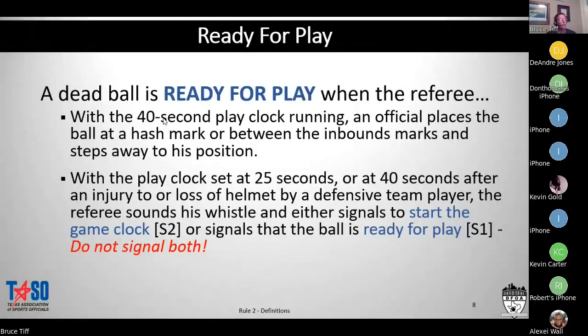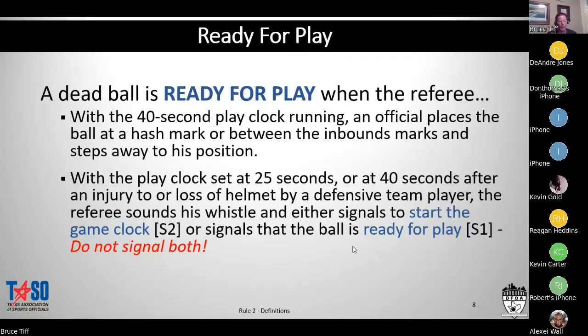We would never signal both. We would never signal start the clock and then signal the ball's ready for play. Now, you'll notice some stuff on here. In these brackets, S2 on the bottom and S1, if you have your NCAA rulebook and you open it up, in the middle, I don't know the exact page number, there are signals that we use in football. S2 and S1 are identifying which signal we're talking about here. Specifically, S1 is the ready for play signal.